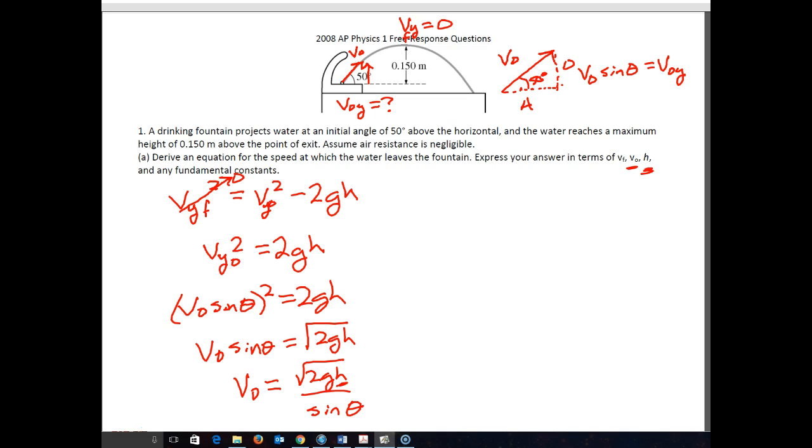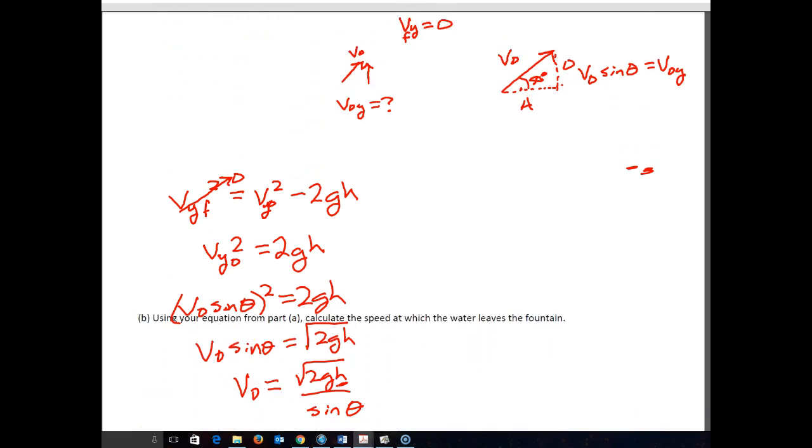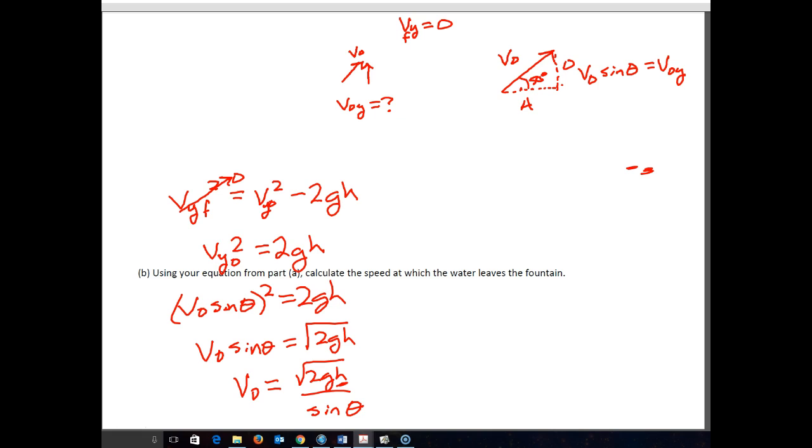The next thing that they want us to do in this problem, and we'll just move this down, says using your equation from part A. So here's our equation from part A. They want us to calculate the speed at which the water leaves the fountain. So now we can plug everything into our equation. The original speed is equal to the square root of 2, and here we're going to use 10 for gravity this time, just to change it up. And then we know that our height was 0.150 meters, and we're going to divide that by the sine of 50 degrees. Make sure you are in degrees on your calculator and you're not in radians.